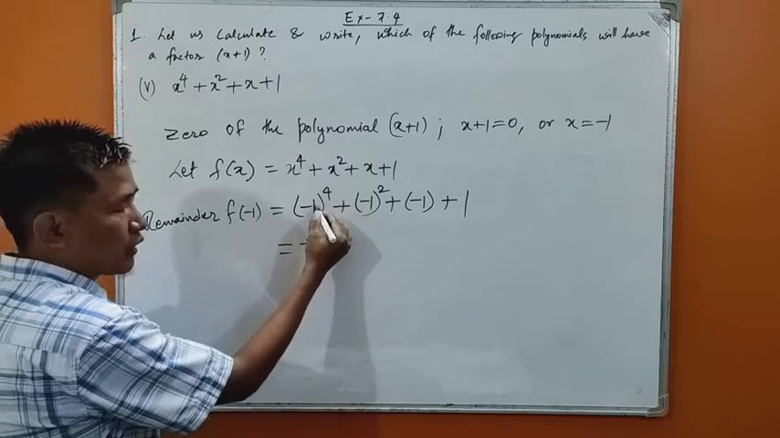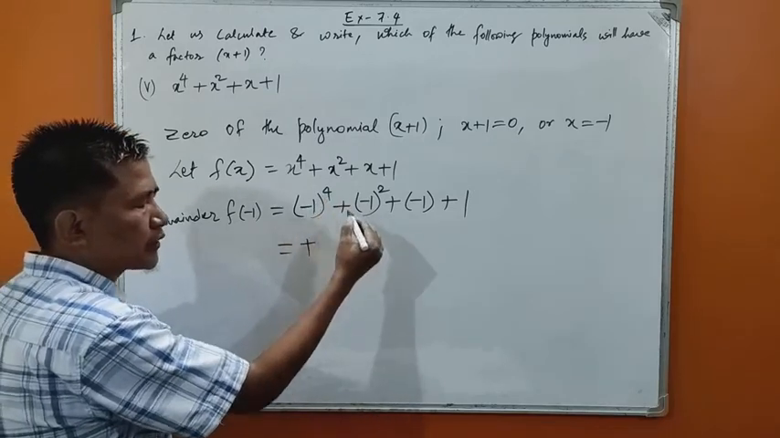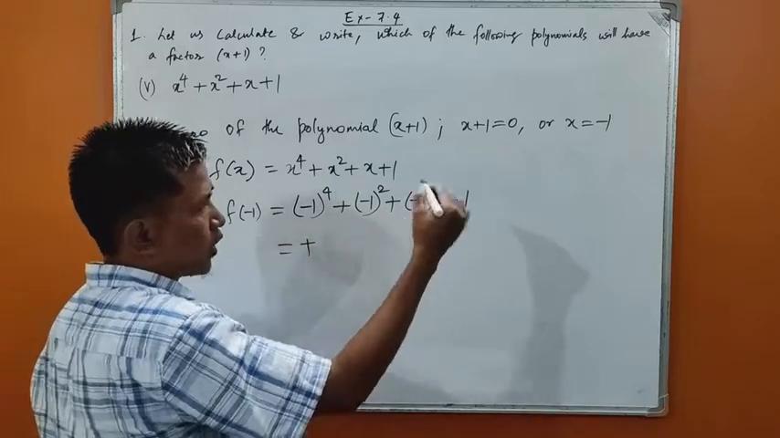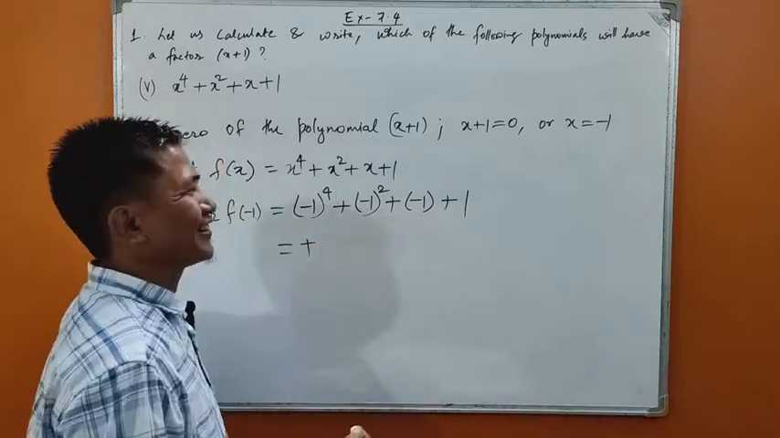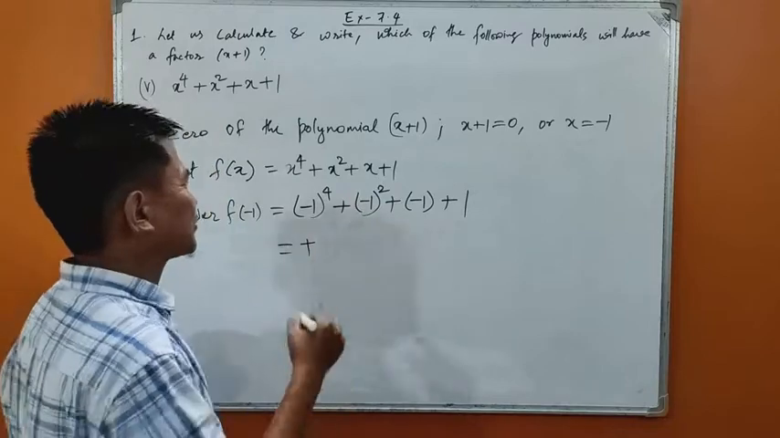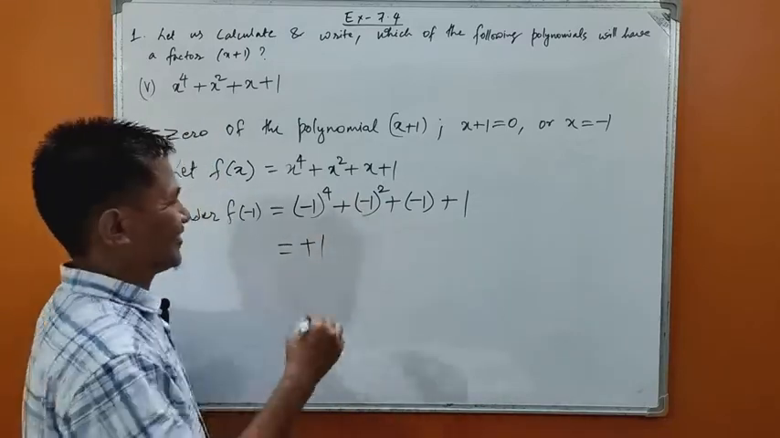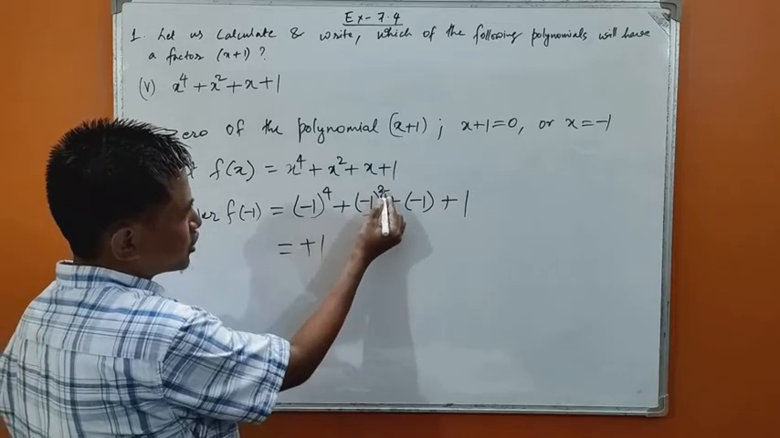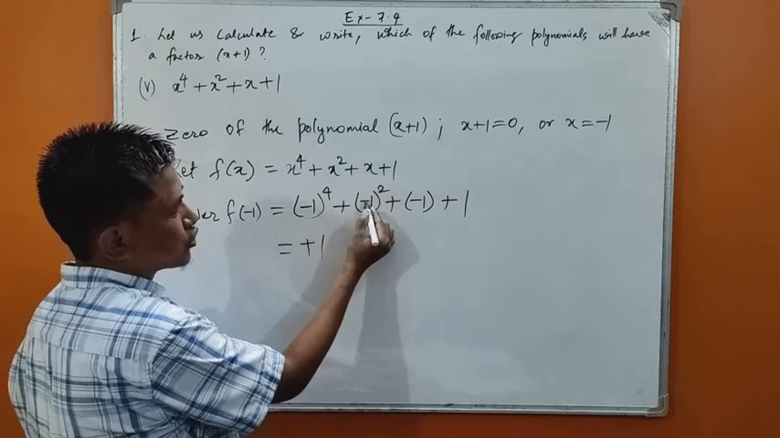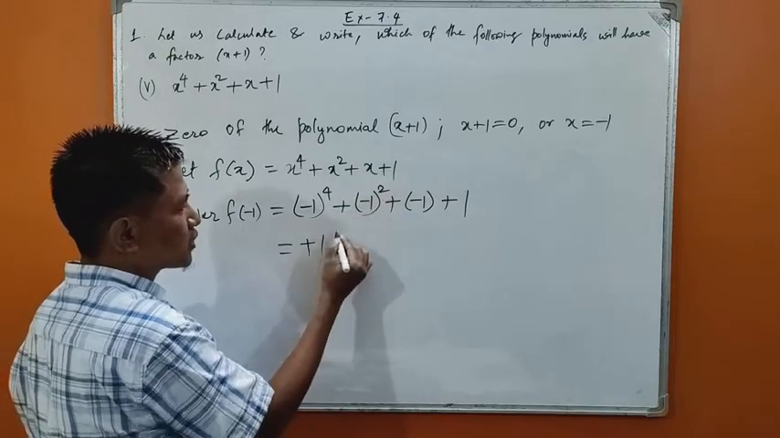Okay, 1 into 1. And 1 to the power 4 means 1 multiplied by 1 multiplied by 1 multiplied by 1, isn't it? 1 multiplied 4 times. So 1 ones are 1, 1 1 are 1. Are you getting me? Yes. So this power is even number. This sign changes to plus. Plus into plus is plus.